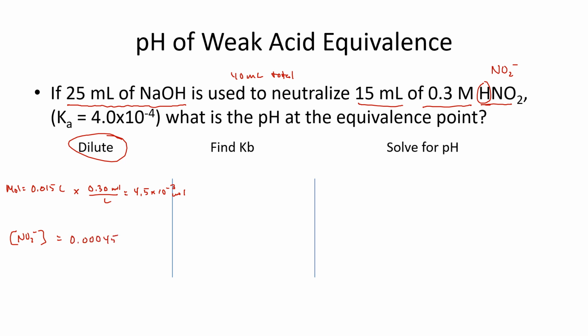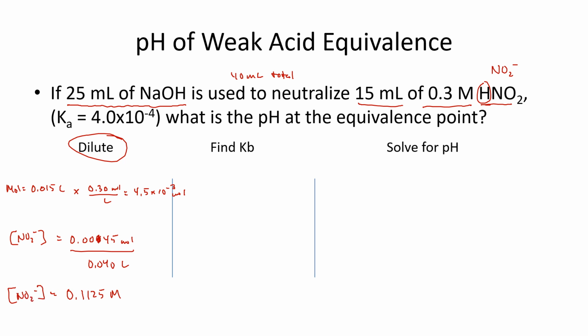4.5 times 10 to the negative 3 moles in 0.04 liters. So let's divide that by 0.04 equals. So this is the concentration of our conjugate base. We'll keep extra digits for now.